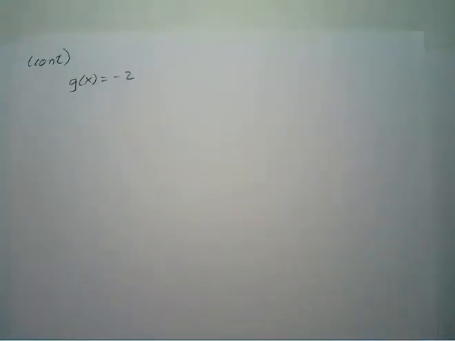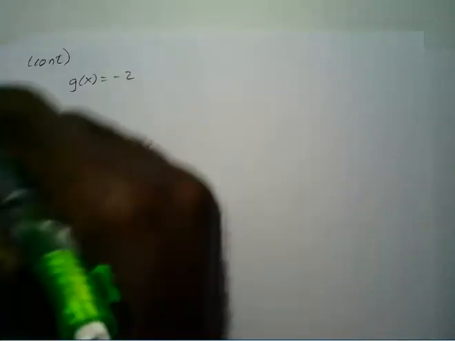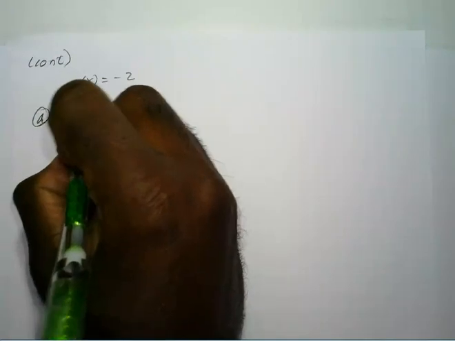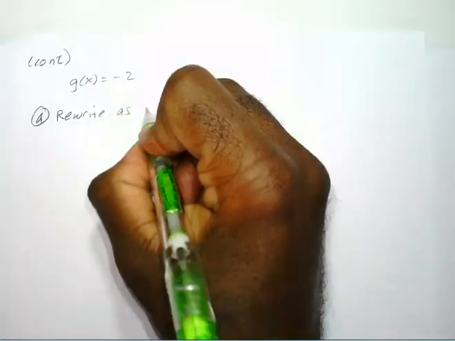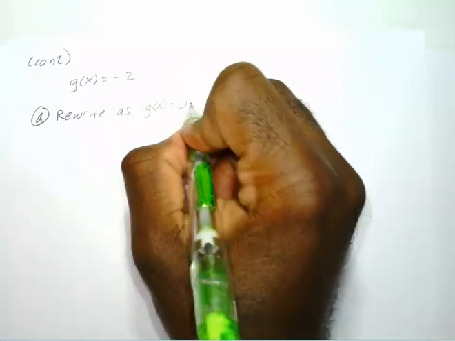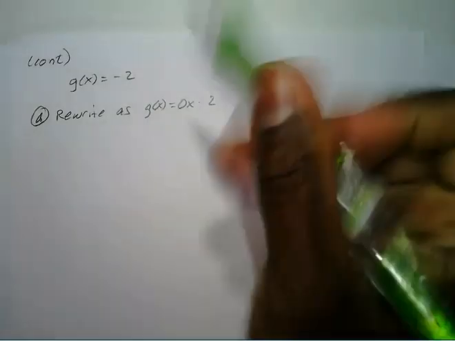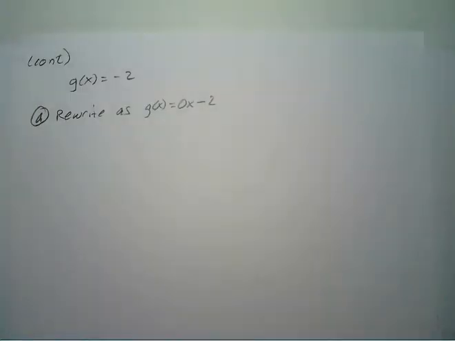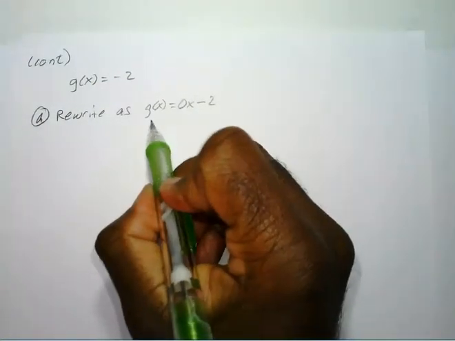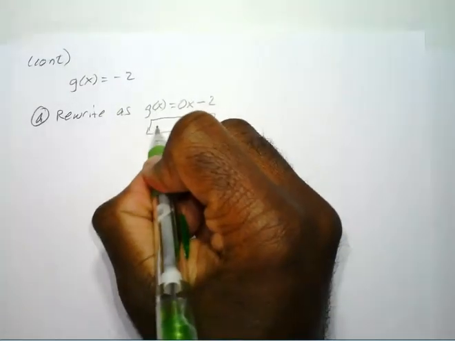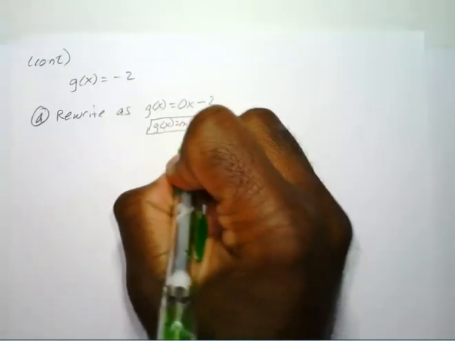Okay, so for g of x equals -2. Okay, so for a, you're going to rewrite it as g of x equals 0x, 0 times x, minus 2. Okay, because remember, now it's in the form g of x equals mx plus b.